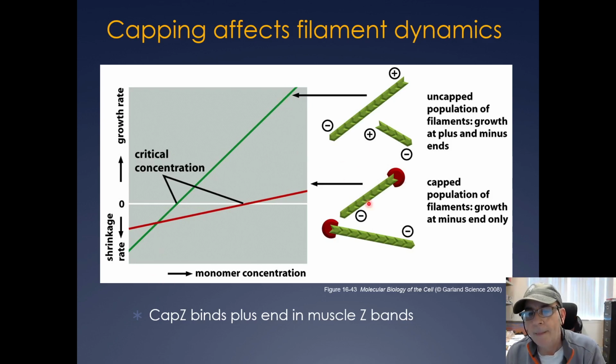So one important capping protein is CAPZ, and when we look at motor proteins in the muscle, you'll see that this is a very abundant protein in the sarcomere, because it binds to the plus end of actin in the muscle Z band.